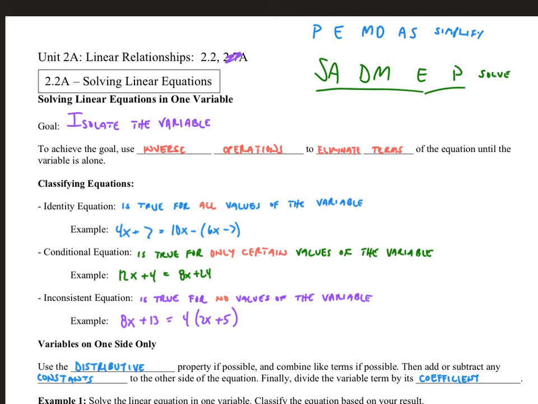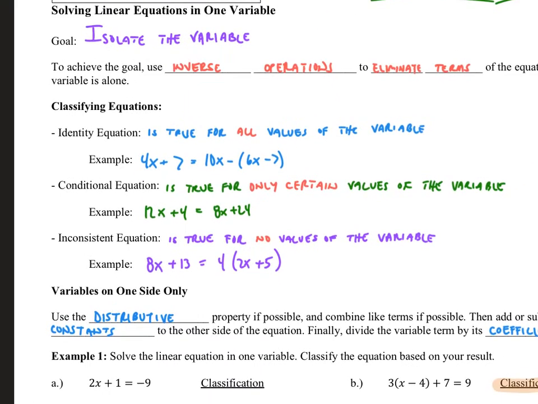So just keep that in mind. There are different types of equations as far as how many answers they might have. We've all talked about, we've seen equations that have infinite solutions. We've seen equations that have no solutions, and of course there are equations where x equals 5, like that's the answer, right? So those are different types of equations. So an identity equation is true for all values of the variable. So this would be like your infinite solutions type problem.